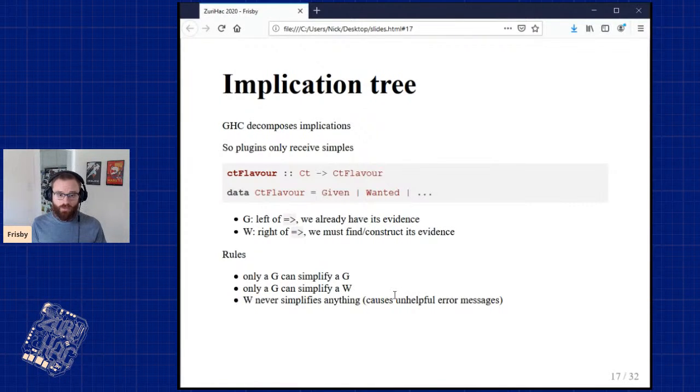Theoretically, we could, but the reason we don't is because if something goes wrong in the pipeline, you end up getting really weird error messages. So because that happened enough, GHC had just decided that we never want to allow wanteds to simplify anything. So I'm going to now talk about what I mean by simplify. What does it mean for one constraint to simplify another?